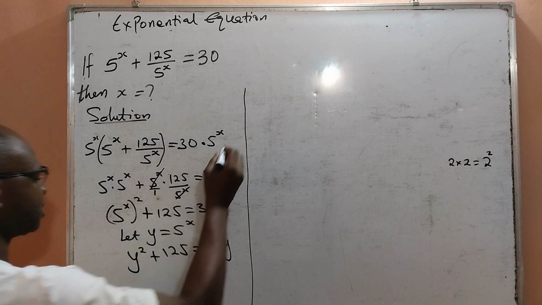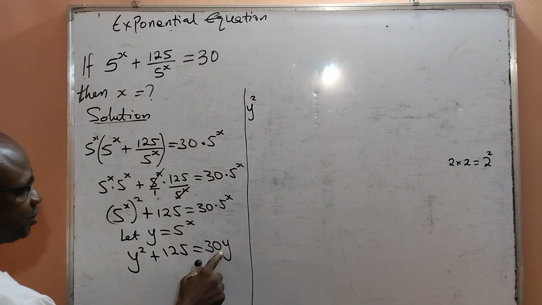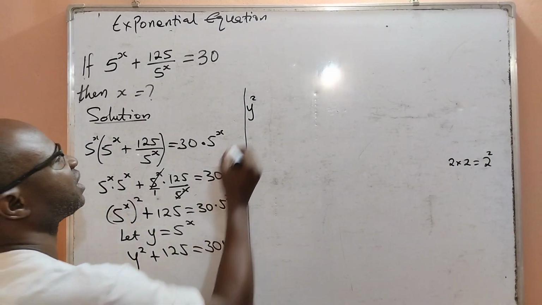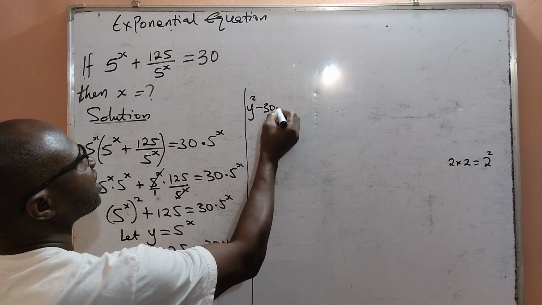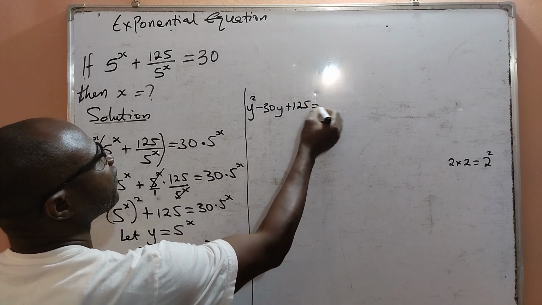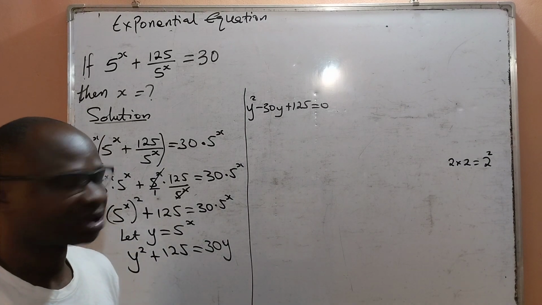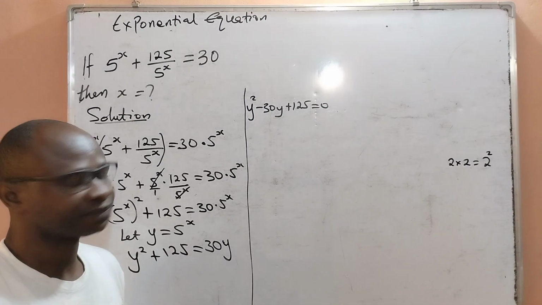hand side to have it written as y raised to the power 2. 30y coming to the left becomes minus 30y. Then plus 125 equal to 0. What it has resulted to is a quadratic equation.